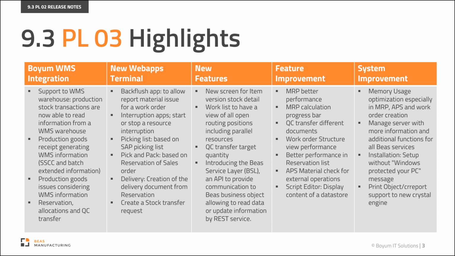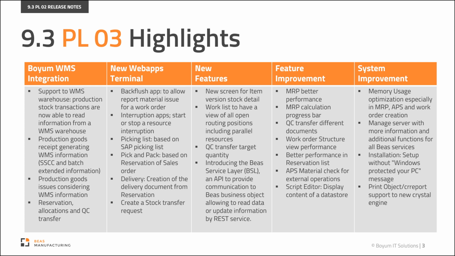The new features of the fresh release include the new window for item version stock detail, the work list feature, which allows for viewing all open routing positions, including parallel resources, the QC transfer target quantity, and we're introducing the Beas service layer, an API to provide communication with Beas business objects, allowing to read data or update information with the REST service.